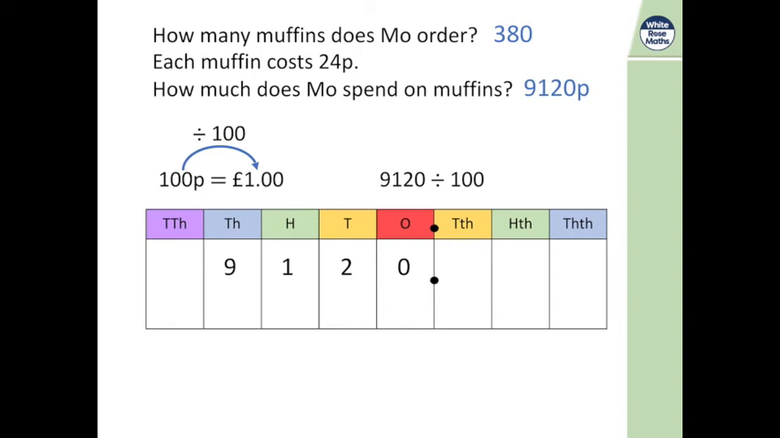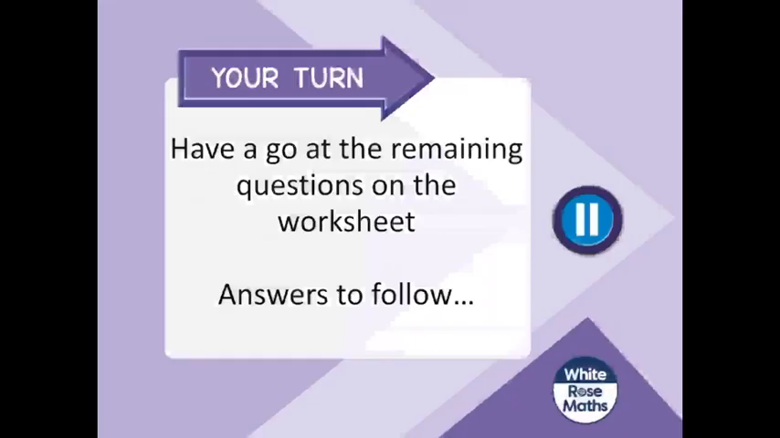So I always say if you multiply or divide by 10, 100 or 1,000, then the digits jump 2 places when dividing by 100. And there we have it. The decimal point never moves. £91.20. That's a lot of money on muffins.